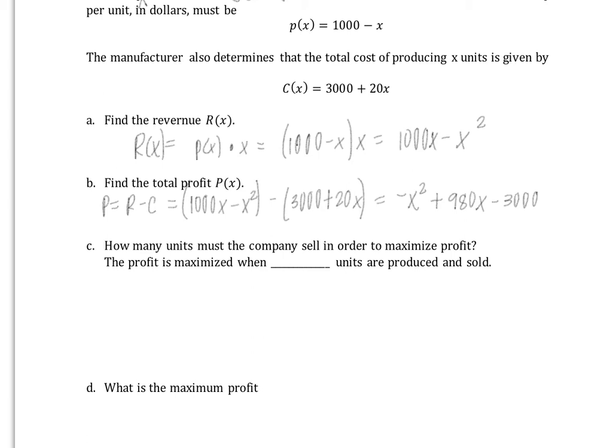So on part C, where it's asking how many units must we sell in order to maximize our profit, that maximum is going to occur at the critical x value. So it's saying the profit is maximized when or where. So it's looking for an x value right there. Anyway, I'm going to find that critical x value by taking the derivative of that profit function, and then setting that derivative equal to 0.